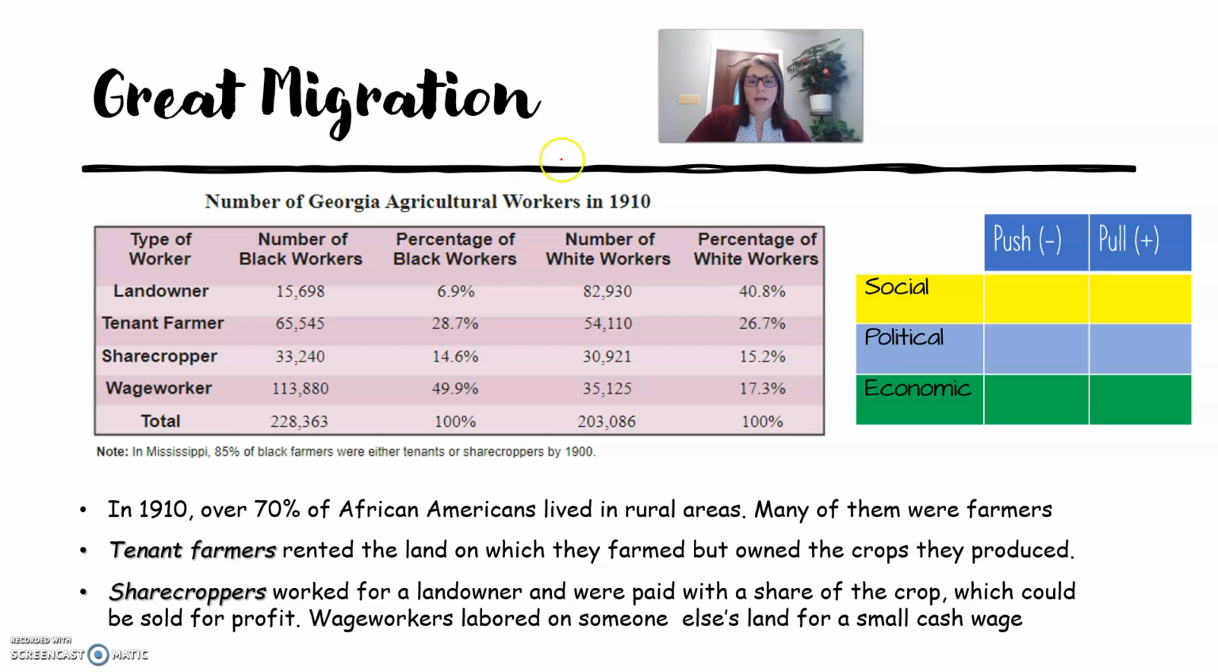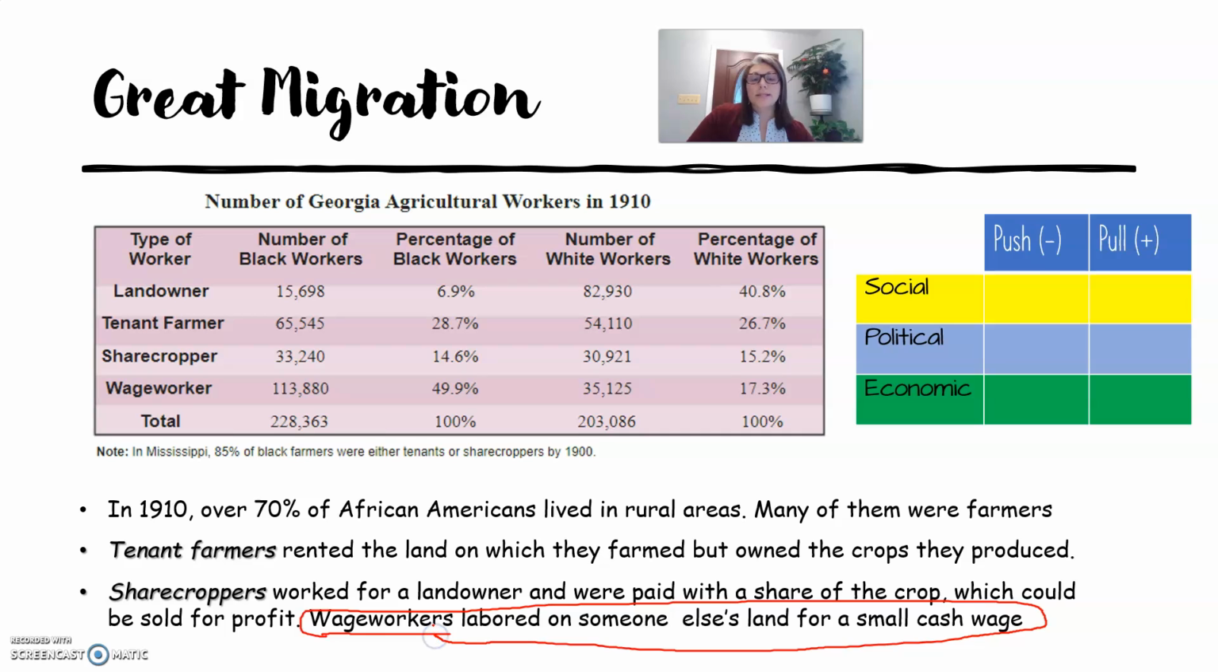Georgia is a state in the South, of course, and this is in 1910. You can see the different types of agricultural workers. These are farm workers. Somebody who owns land is a landowner. A tenant farmer rents the land that they farm on, but they own the crops they produce. And a sharecropper works for a landowner. They're paid with a share of the crop, a part of the crop, which can be sold for a profit. So they are working on somebody else's land for a little bit of money. That's a sharecropper. So you can see the percentage of Black workers that were landowners, tenant farmers, sharecroppers, and wage workers. Oh, sorry, wage workers are going to be down here. I should have a separate bullet for that. Sorry.